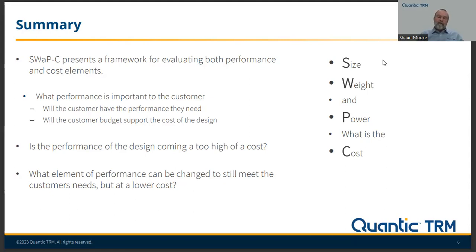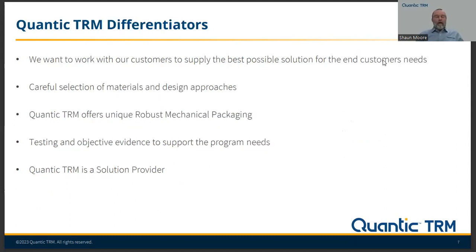Okay, thank you. And what are some of the unique aspects or differentiators that Quantic TRM provides in this area with respect to SWaP-C? Certainly. So one of the big differentiators with TRM is we like to talk to our customers and work with them to make sure that the part they've requested will really do what they need in the system. By having that conversation, we can go beyond what's written on the data sheet to make sure the part they get is really the part they need.